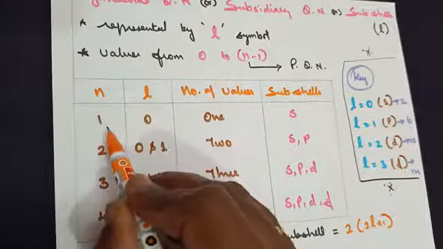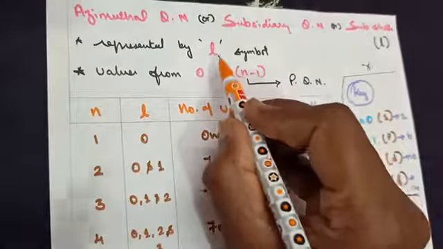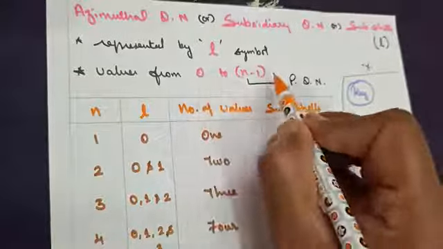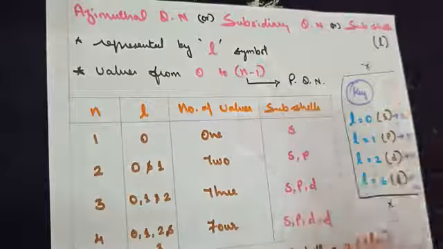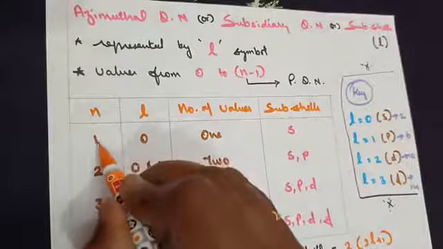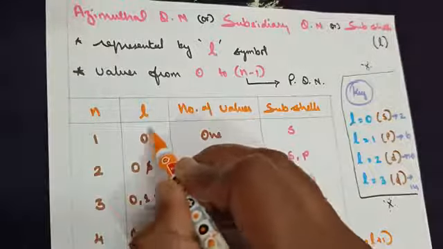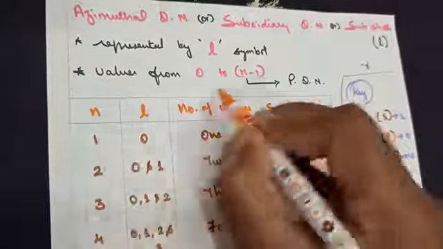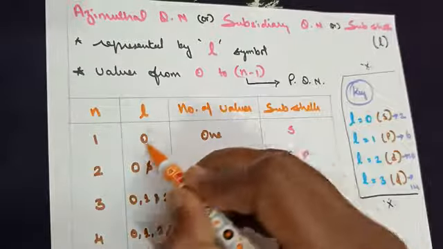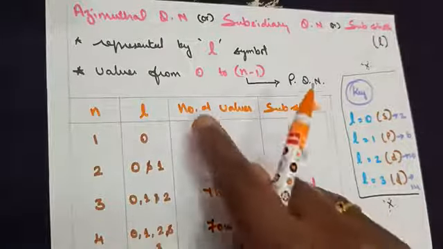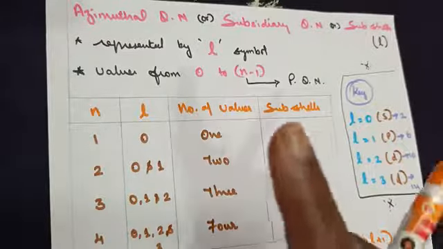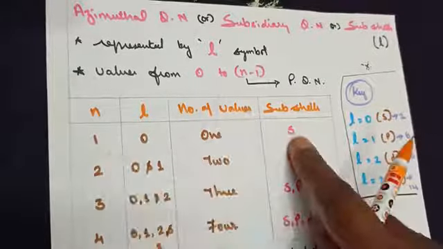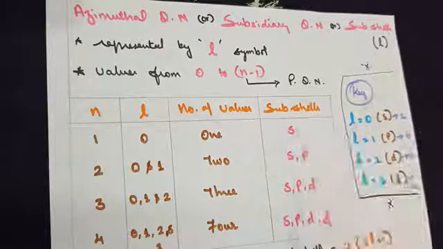When n equals 1, remember it always starts from 0 onwards, 0 to n minus 1. So if n equals 1, L equals 0. When we substitute the value here, n equals 1, 1 minus 1 becomes 0 as the answer. So what is the value here? Only one value we've got. So here the subshell will be s orbital alone.